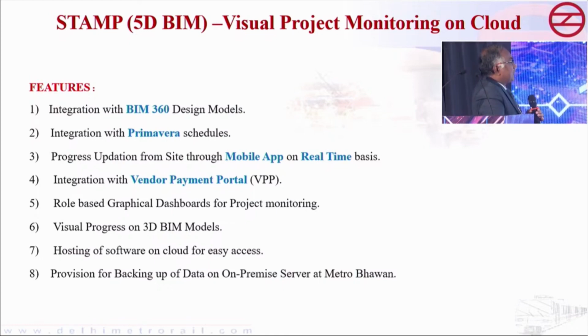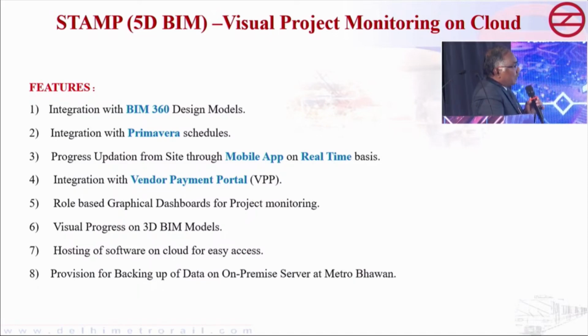Because you see, at the level of the junior engineer or assistant engineer, who is looking after only 2 stations or 2 to 3 kilometers of the viaduct, he is only concerned with what is happening in his jurisdiction and what progress is stacking up, and he will be able to upload the progress through the mobile app. So that is the role at the bottom level.